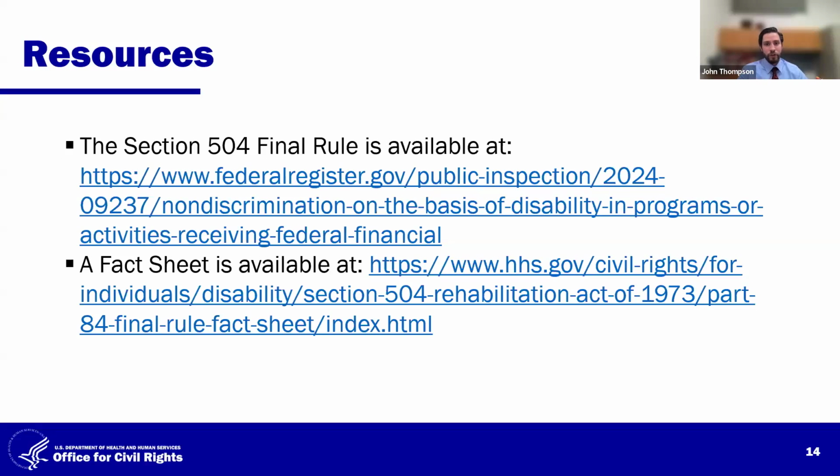Finally, I wanted to provide just a few resources. Here are links to the full Section 504 rule on the Federal Register. This includes the preamble. It includes the actual rule text. If you so desire, it has a link to our regulatory impact analysis, which is all the costs that we estimate to be associated with this. There's also a link here to our current fact sheet that explains a little bit more about Section 504, a lot of what we've covered today. And we are working very hard to put forth additional guidance and technical assistance information so that we can continue to inform the public.